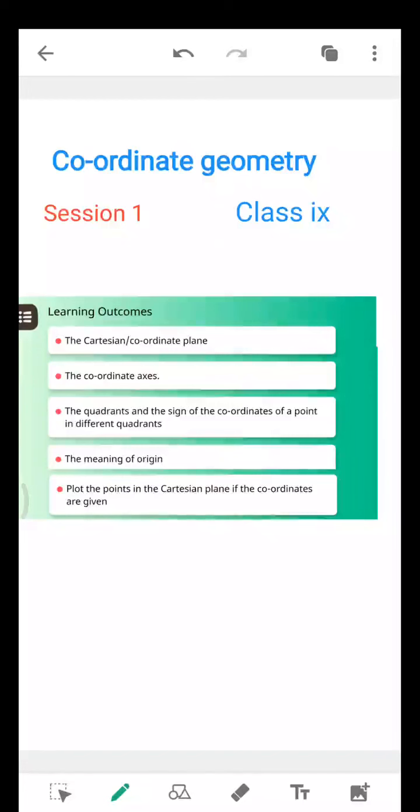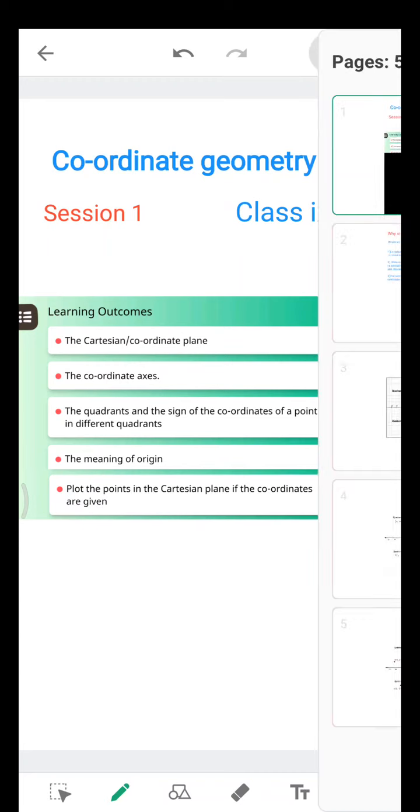Hello children, today we are going to see the introduction of a new chapter, that is coordinate geometry. So, today we are going to learn the Cartesian plane, the coordinate axis. We are going to learn about the quadrants and the different signs in the quadrants, and we are also going to learn about origin and how to plot the points in a Cartesian plane.